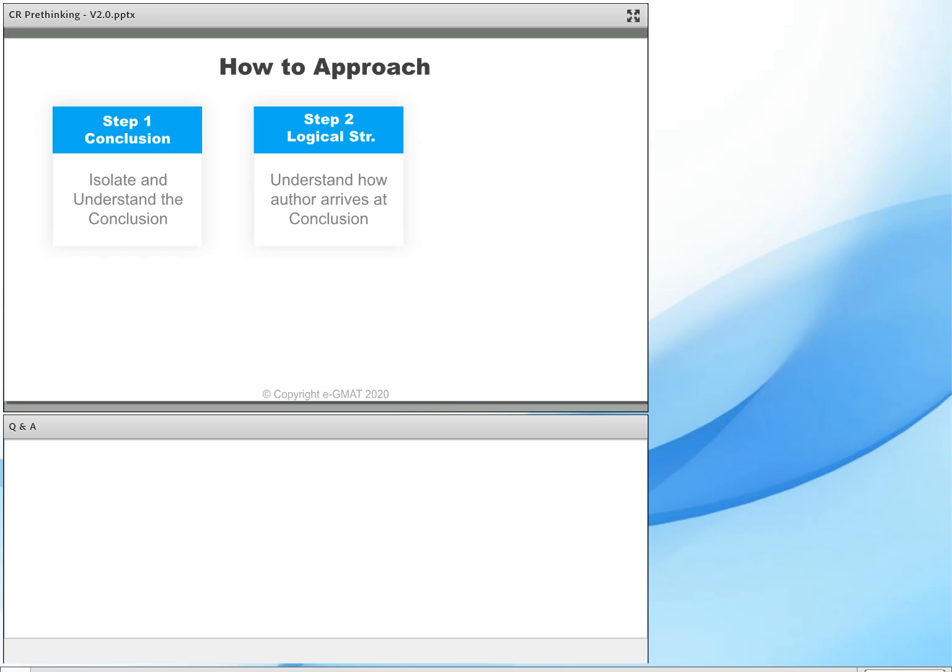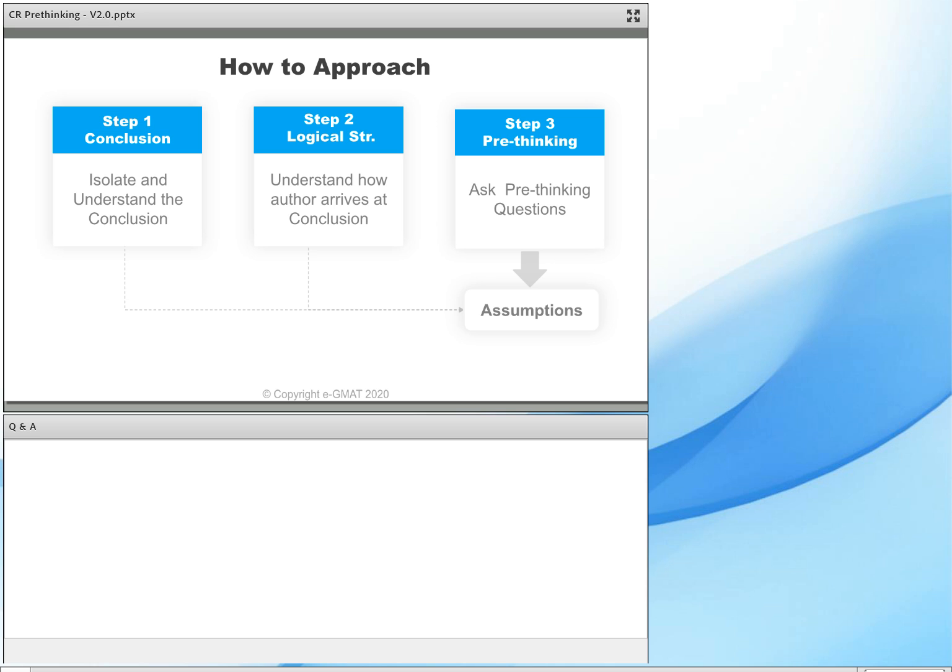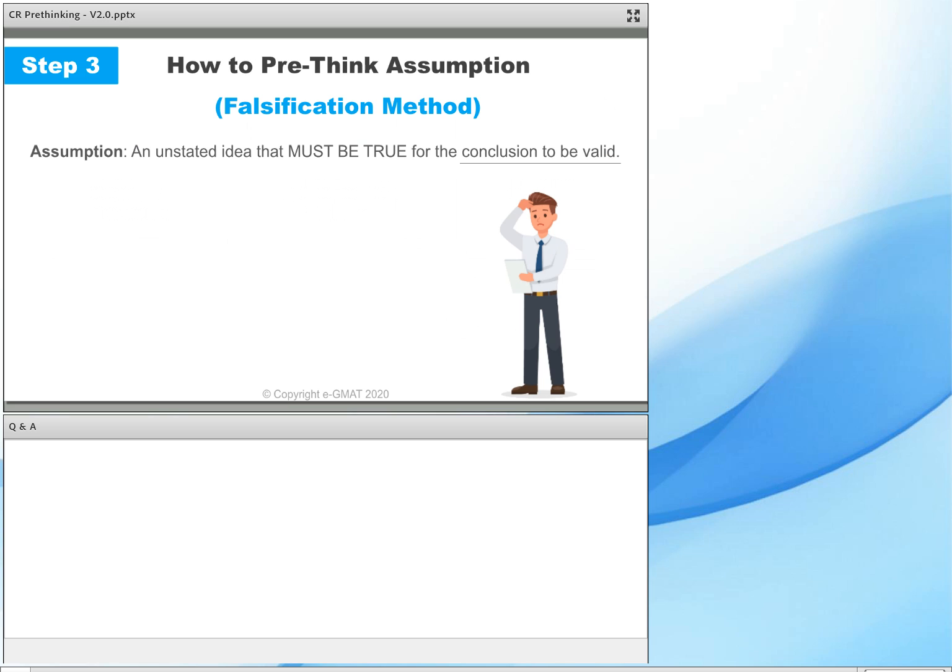I'm going to just move this away. So let's look at this over here. The process that we're going to follow is we're going to first understand what the conclusion is saying. We're going to isolate which statement is the conclusion, and understand what it's saying. Then we're going to look at the reasoning that the author is using. We're not going to worry about what the assumption is in the context of this argument. First, we're going to figure out how that conclusion is arrived at. What is the reasoning? And then we're going to ask a pre-thinking question. And when we ask that pre-thinking question, that's when we will have assumptions given to us.